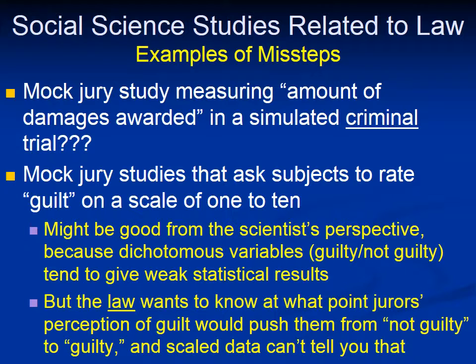So for example, you see here on the slide, there was one actual study out there that used the amount of damages awarded as its dependent variable when doing a mock jury study, taking mock juries and having them view a simulated criminal trial. Now that sounds silly to us since we know there are no damages in criminal trials. So that study was sort of a bust.